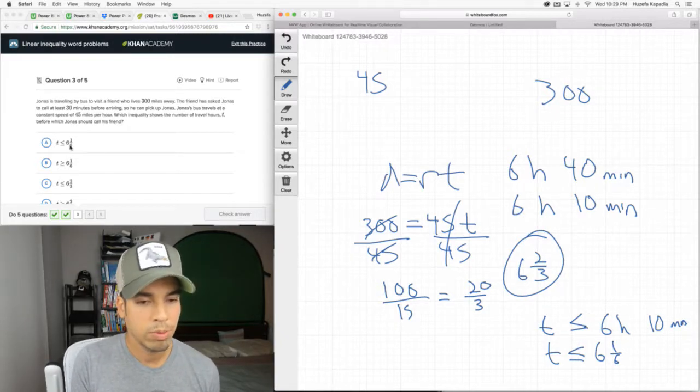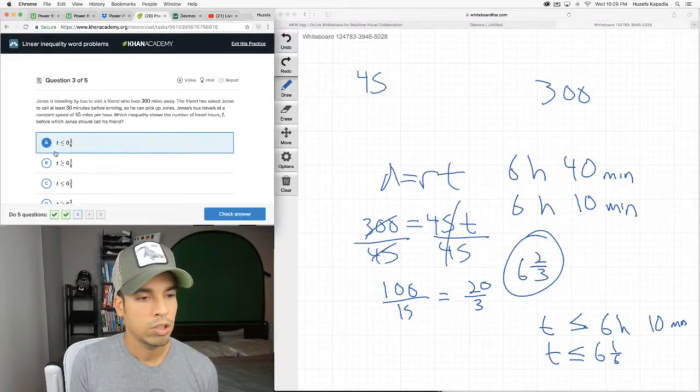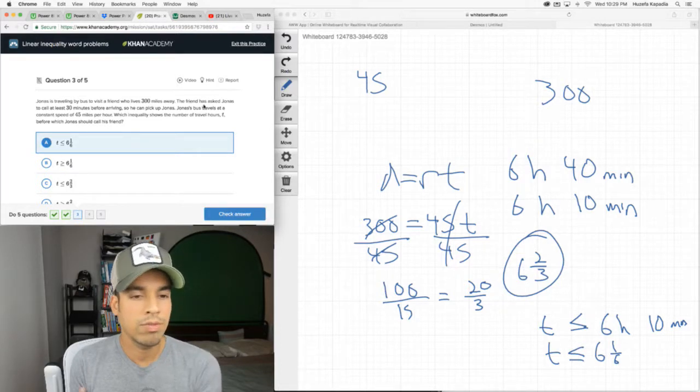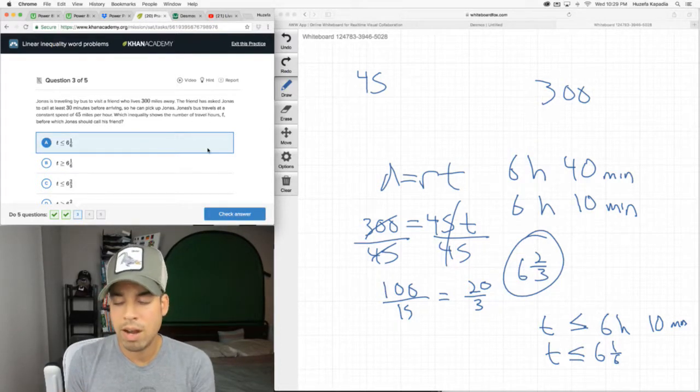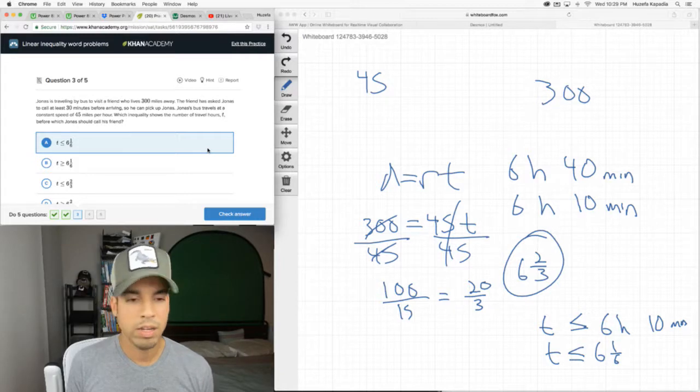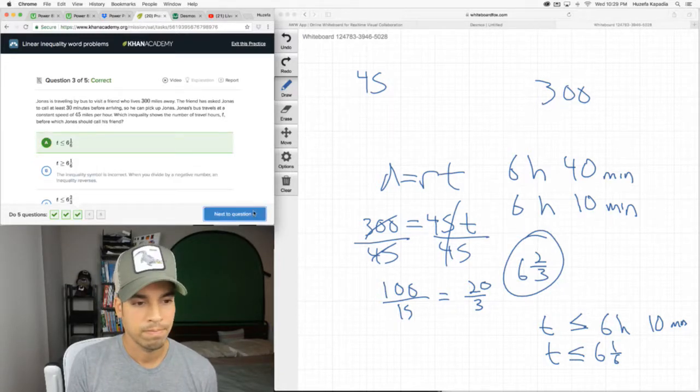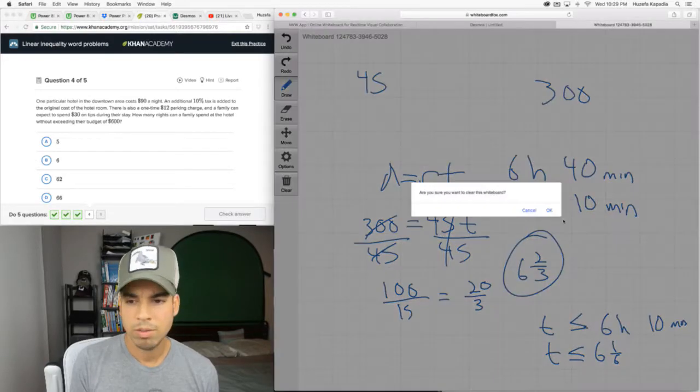So it's one of these two, but we said it's less than or equal to, which is why this gives us A. Because, again, it's very important to recognize that T is the travel hour. So he should call no later than after traveling for 6 hours and 10 minutes. All right, let's go to question number 4.